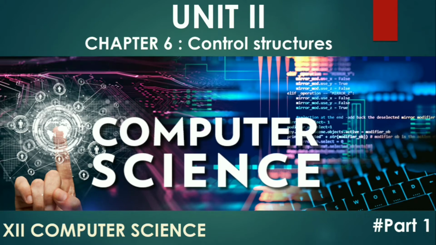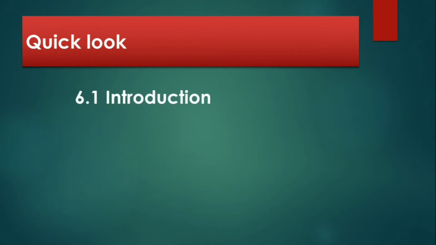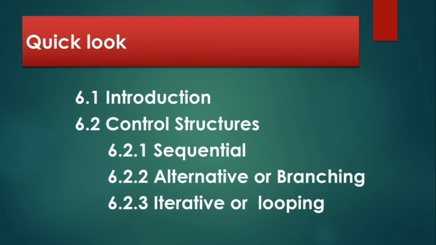Now let us start unit 2, chapter 6, control structures. Let us see what are the topics given in this chapter. It is all about control structures. We do have three types of control structures. The very first one is sequential, second one is alternative and branching, and third one is iterative or looping. These are the three control structure statements.